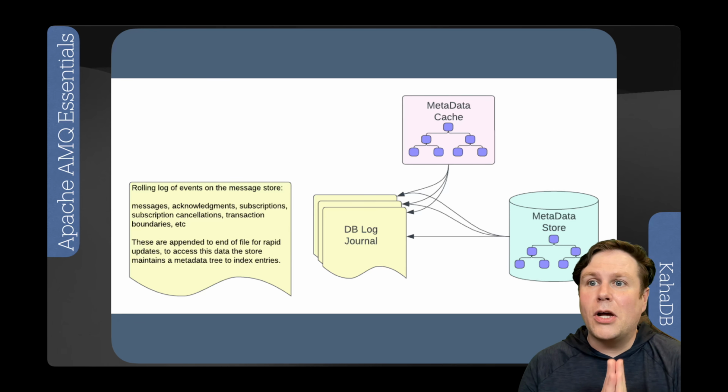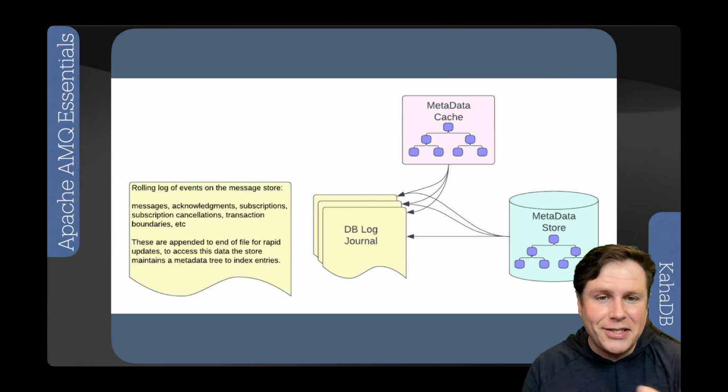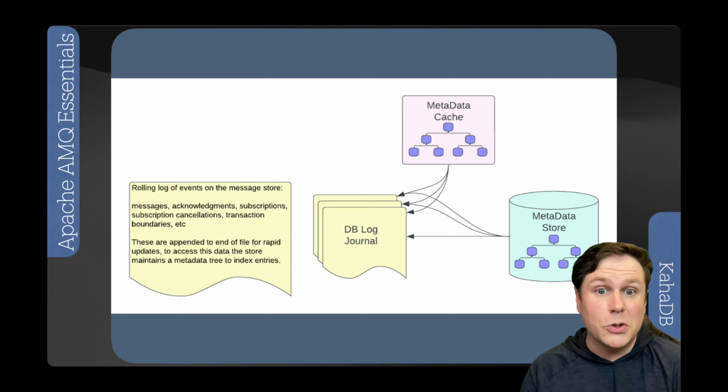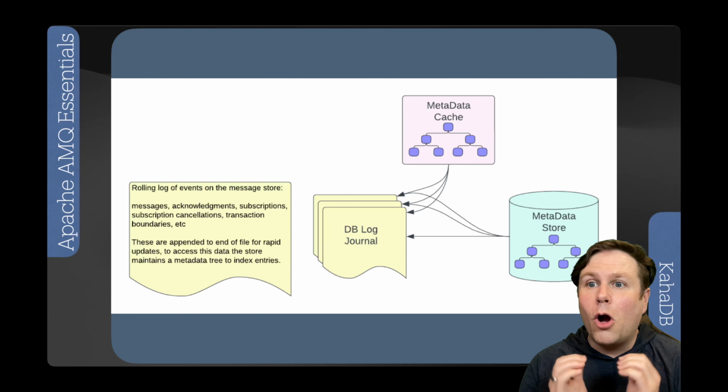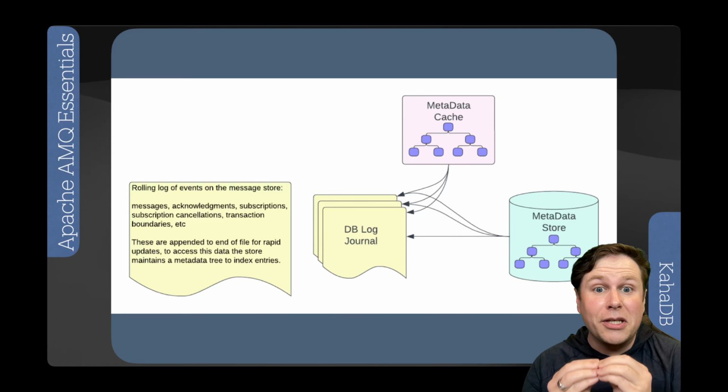As mentioned, this is a rolling log file of all the events that are coming down. So that's your messages, acknowledgements, subscriptions, unsubscriptions, cancellations, transaction boundaries, etc. That's what we're recording in there. These are always appended to the end of the file, so it's got very rapid update. And access to this data store maintains that metadata tree to all of our indexes. So that is the key part here.